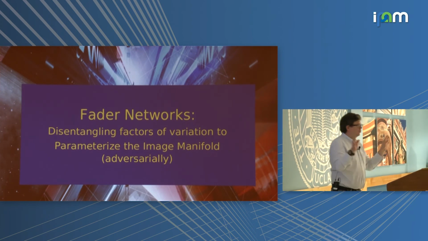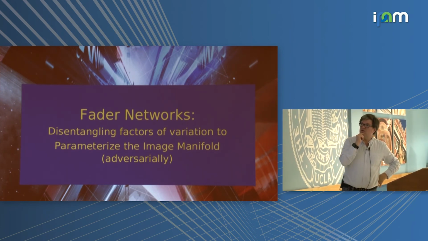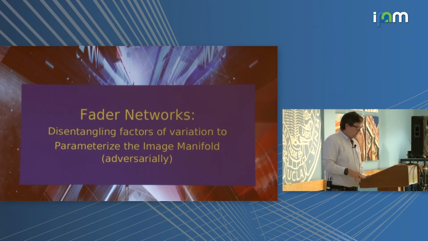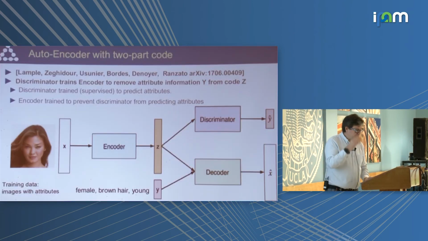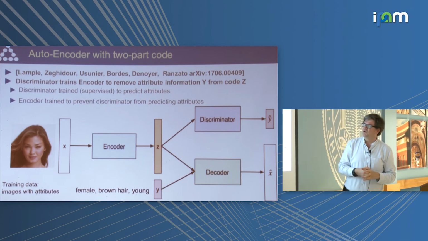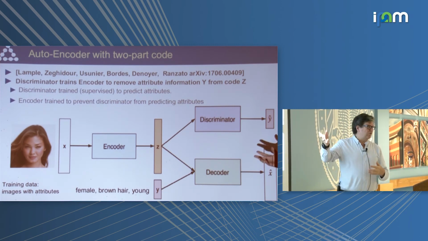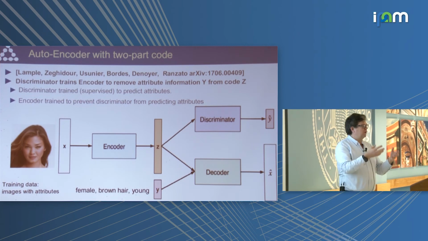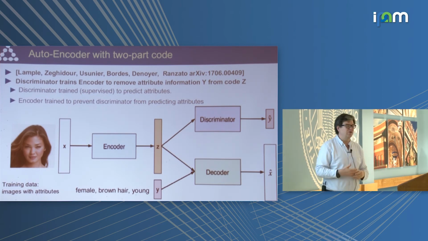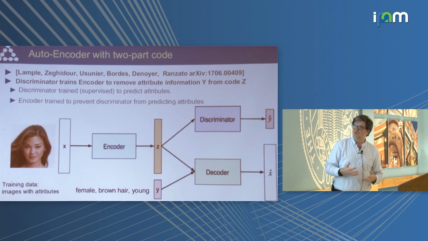So another work, which I'm not involved in, by people at Facebook in Paris, is something called Fader Networks, and it's a very interesting trick that is based on adversarial training. The idea here is, what if you want to train an autoencoder on images, like faces, for example, but you know that certain faces have been annotated. It's a face of a woman, maybe she's smiling, she has long hair, she's blonde, things like that, right? So there's a number of labels that you might know about this person.